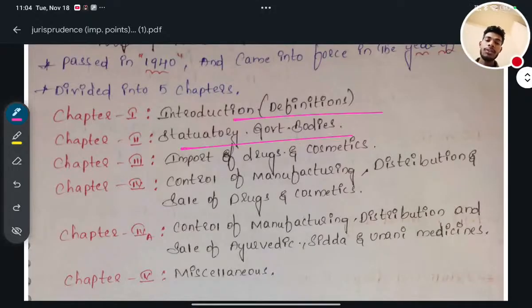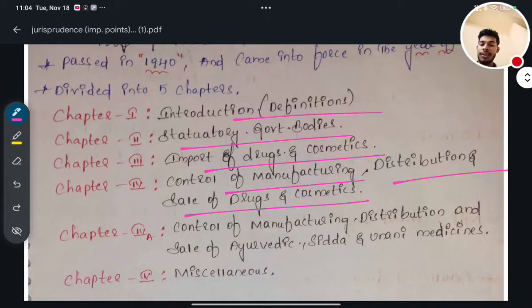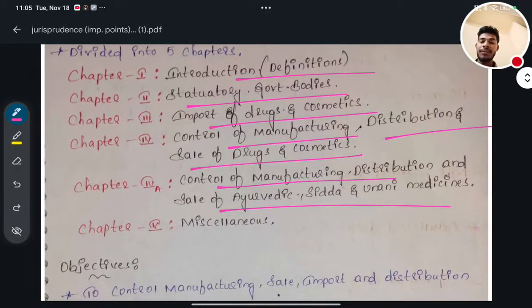Chapter 2, statutory and government bodies. Chapter 3, import of drugs and cosmetics. Chapter 4, control of manufacturing, distribution and sale of drugs and cosmetics. You have to remember the points. If you want, you can take a screenshot. Chapter 4A, control of manufacturing, distribution and sale of Ayurvedic, Siddha, Unani medicine. And in chapter 5, miscellaneous.